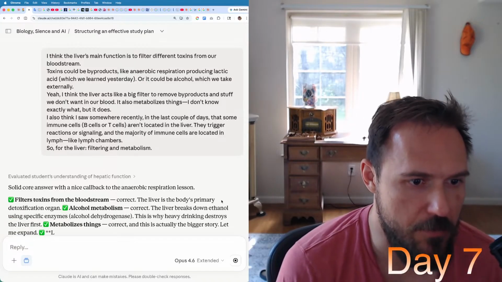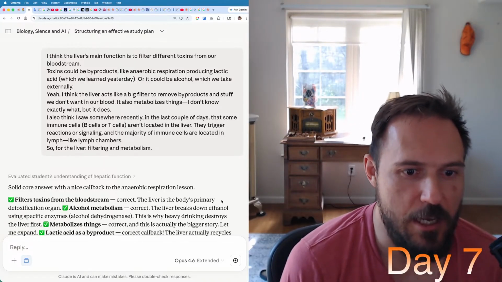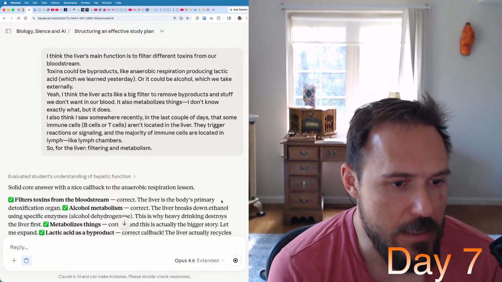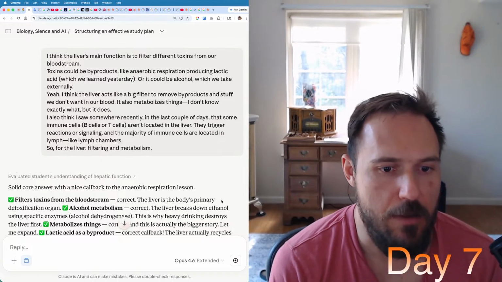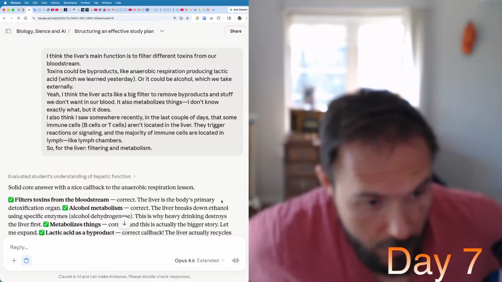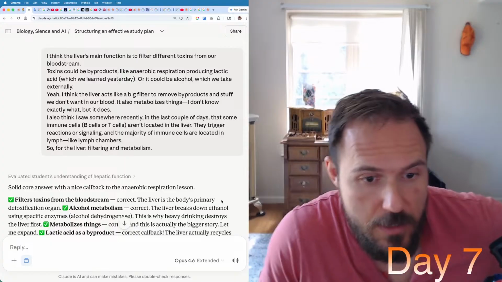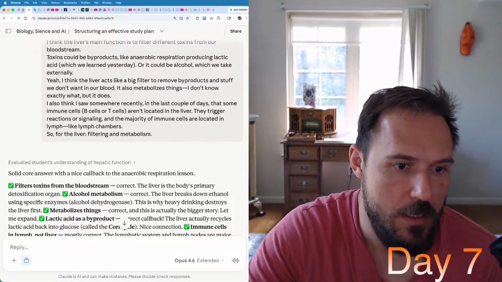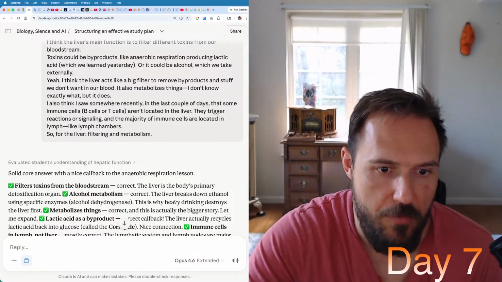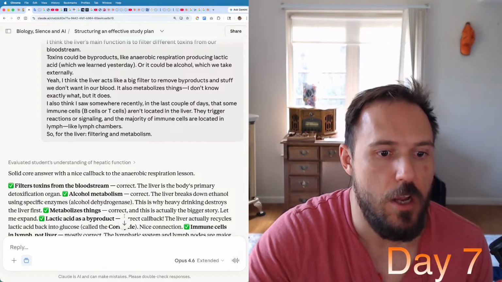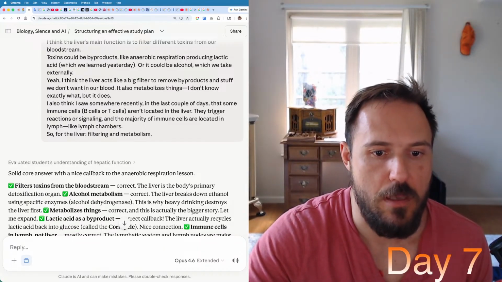Solid core answer with a nice callback to the anaerobic respiration lesson. Filter toxins from the bloodstream, correct. The liver is the body's primary detoxification organ, correct. Alcohol metabolism, correct. The liver breaks down ethanol using a specific enzyme, alcohol dehydrogenase. This is why heavy drinkers destroy the liver first. Metabolizing things, correct. And this is actually the biggest story.